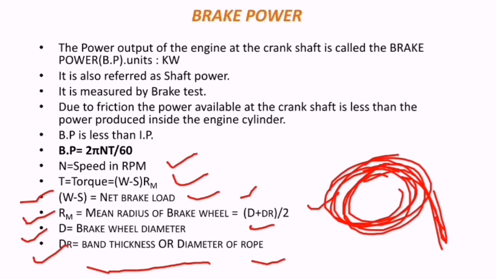Then Rm into (W minus S) equals the torque. So 2 pi NT by 60, where N is RPM and T is nothing but the torque, that is equal to (W minus S) into Rm. This is the brake power, and its formula is BP equals 2 pi NT by 60.